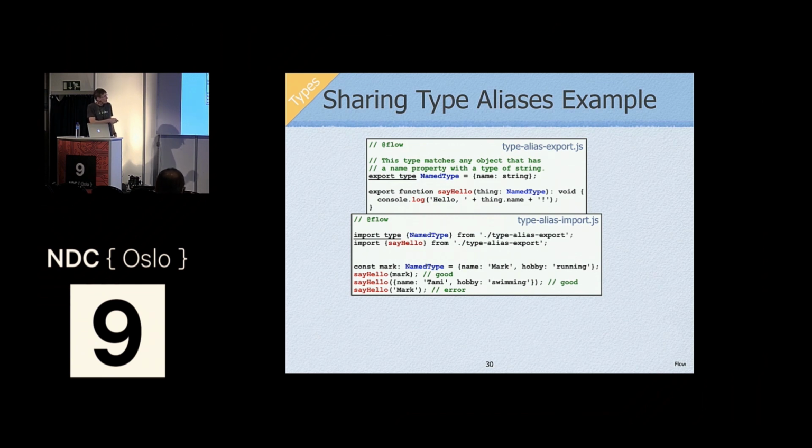And now I can create something that's a named type that has a name and maybe other properties. And if I call say hello, that's going to work just fine. Here I'm creating a literal JavaScript object. I didn't say that it was a name type, but it does have a name property, and so that works just fine. But here I pass it just a string, and Flow is going to catch that because it's not a named type.